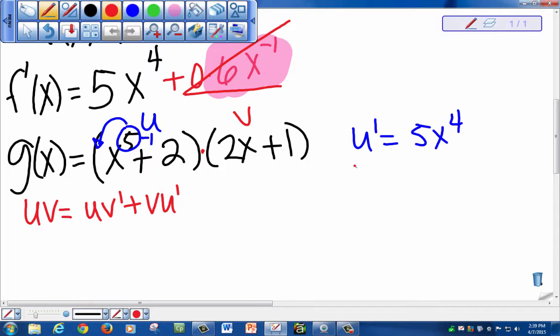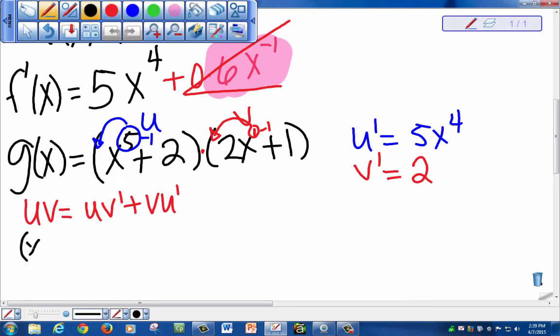And v prime is going to be the same thing. I have a 1 right here, so I'm going to bring that 1 to the front and subtract 1 from it. 1 minus 1 is 0, so anything to the 0 power is just going to be 1. So 1 times 2 is going to be 2. Once we have our u, v, u prime, and v prime, we're going to be able to substitute everyone into the function, or not the function, but the formula that we've made.